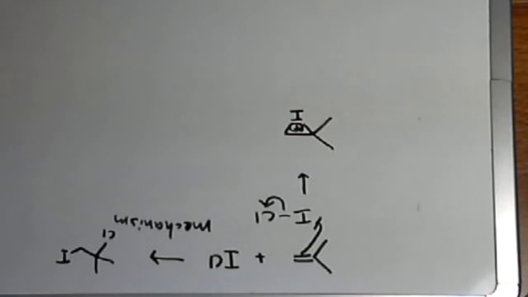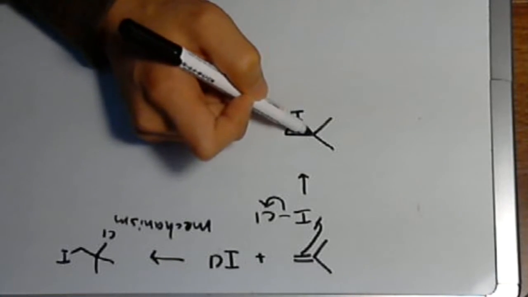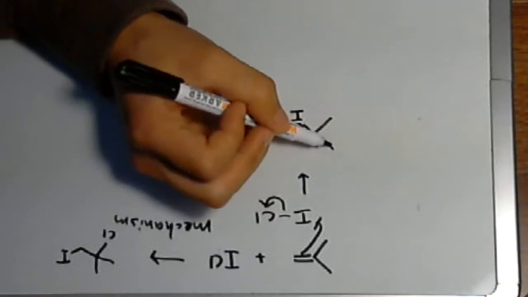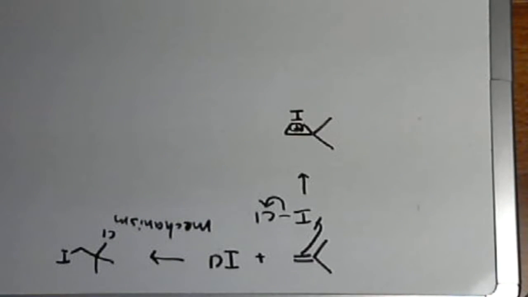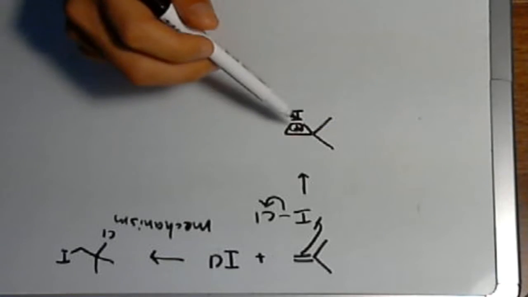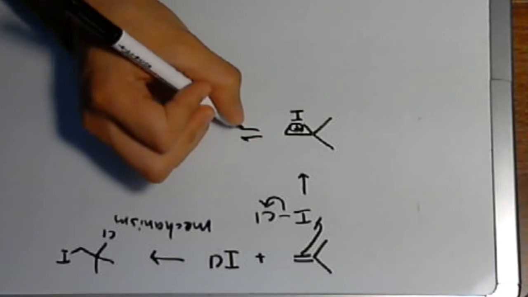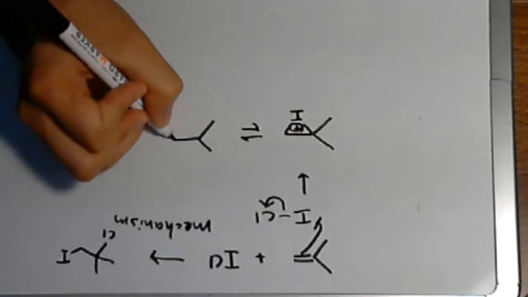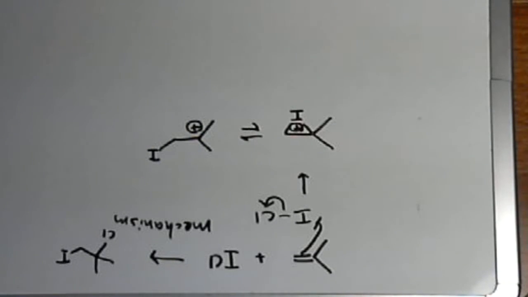Okay? But most of that positive charge is going to be on this carbon. Now, why is that? Well, this carbon has 3 alkyl chains attached to it, right? It's a tertiary carbon. And we know tertiary carbons are the most stable carbocation. So it's going to have the most carbocation character out of these 3 atoms. So it's going to be essentially, well, it's going to be in equilibrium with this molecule. Okay?